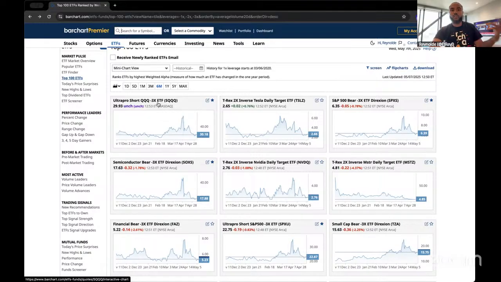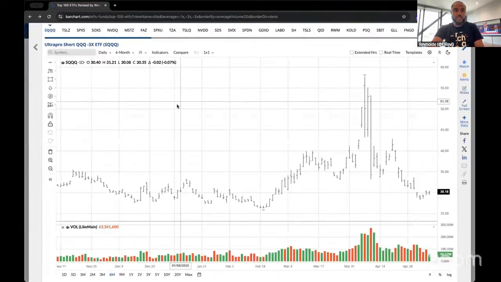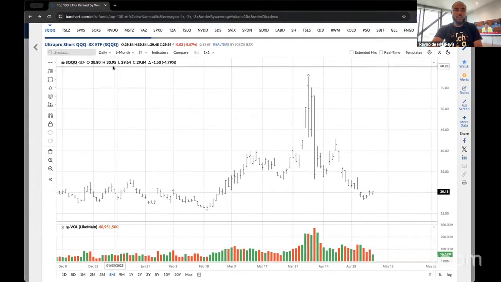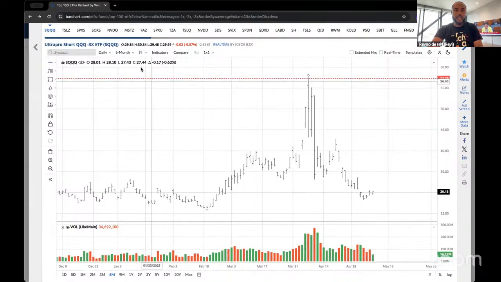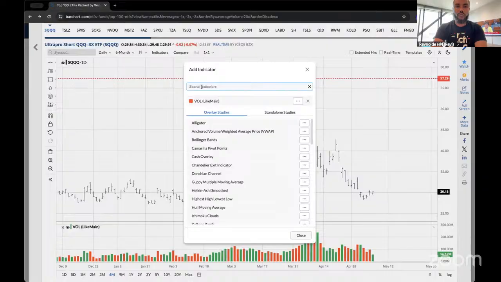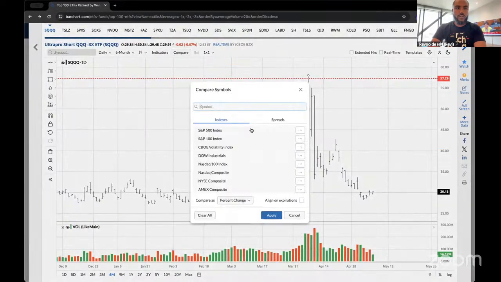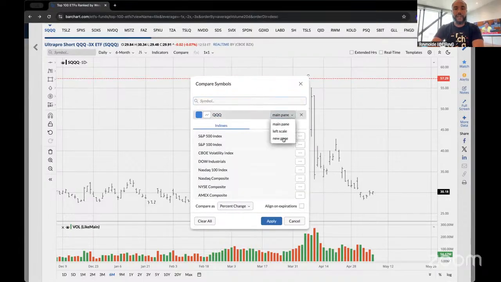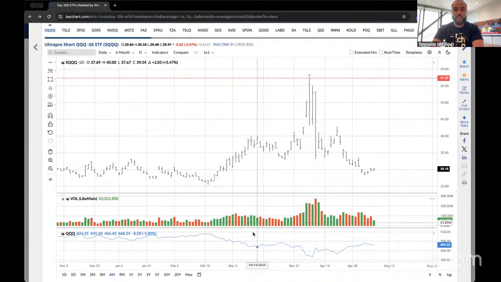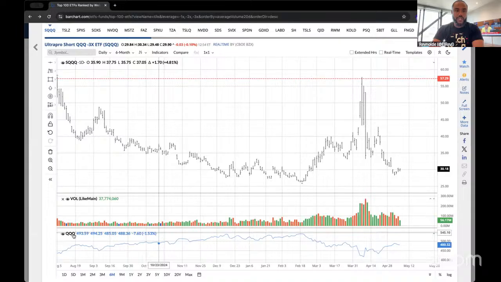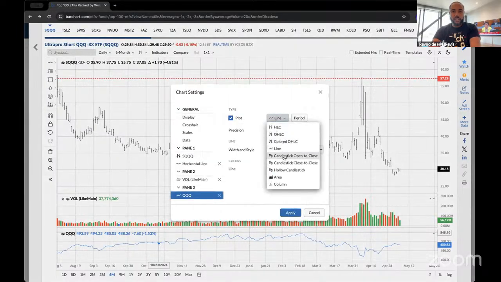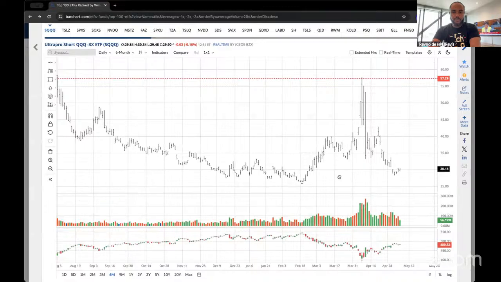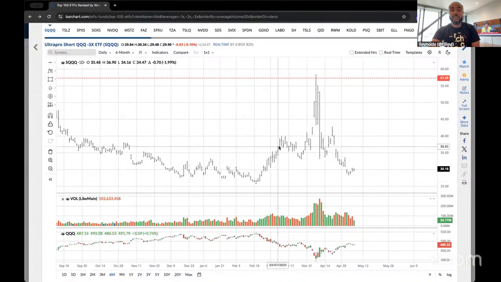So if the SQQQ is hitting highs, let's pull up the charts. Let's get into it, right? And I compare that to its inverse, the QQQ. Let's do the QQQ, and then we'll put that in a new pane, and we'll say actual values. And I'll change it to candles for the traders so they can see it. So you can see here as this spikes up, the market goes down.